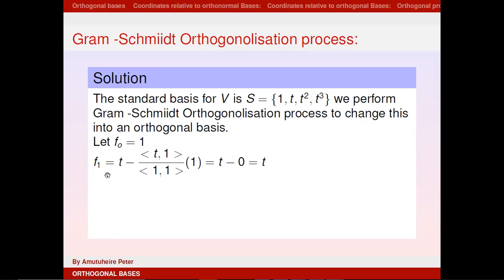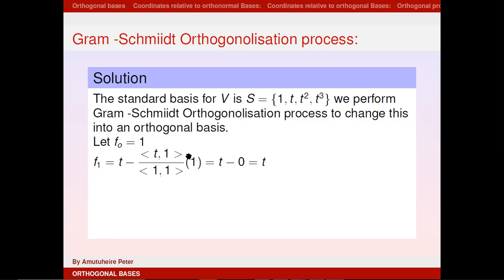Then we compute f1 by computing the component of t that is orthogonal to the space W, which is spanned by f0. So that component is t minus the inner product of t and 1, divided by the inner product of 1 and 1, which is the same as the norm of 1 squared, then times the first element, which is 1. And the inner product of t and 1 is going to give us 0.